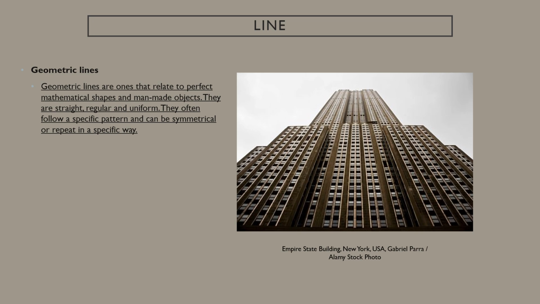Empire State Building, pretty iconic. This is an expression of a geometric line, and geometric lines are related to perfect mathematical shapes and man-made objects. Again, I wouldn't say this is quite man-made as much as machine-made objects, but again, that is kind of man-made. They're straight, regular, and uniform, and they'll follow a specific pattern. They can be symmetrical or repeat asymmetrically in a different way, but there is always this rhythm.